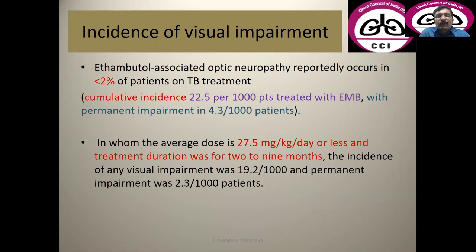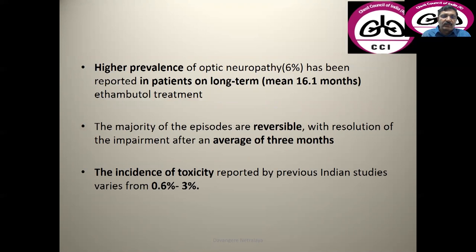Regarding the incidence, visual impairment following the start of treatment, ethambutol-associated optic neuropathy reportedly occurs in less than 2% of patients on tuberculosis treatment. The cumulative incidence of visual impairment is as high as 22.5 per 1,000 patients treated with ethambutol, and permanent visual impairment is seen in 4.3 per 1,000 patients, in whom the average dose was 27.5 mg per kg per day or less, and treatment duration was 2 to 9 months. The incidence of any visual impairment was 19.2 per 1,000 patients, and permanent visual impairment was seen in 2.3 per 1,000 patients.